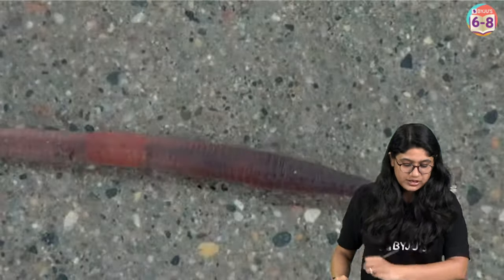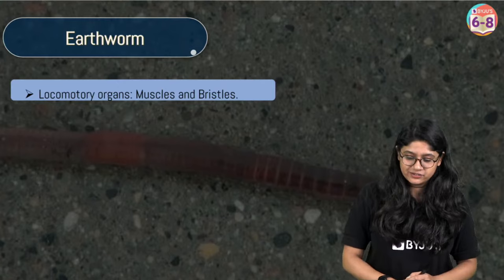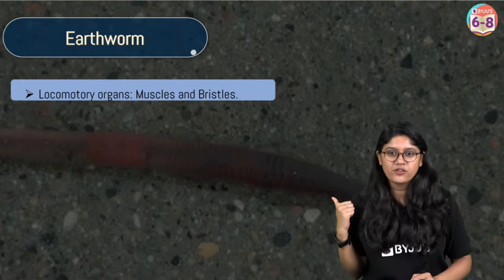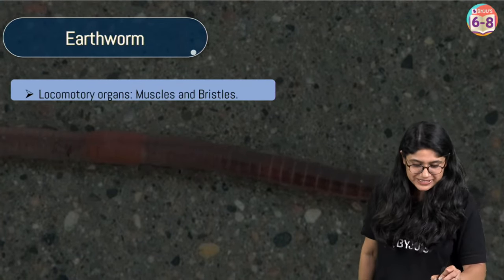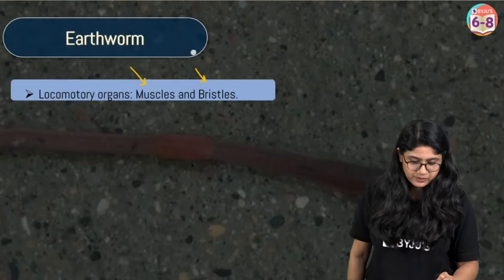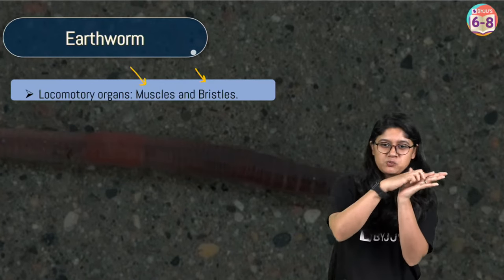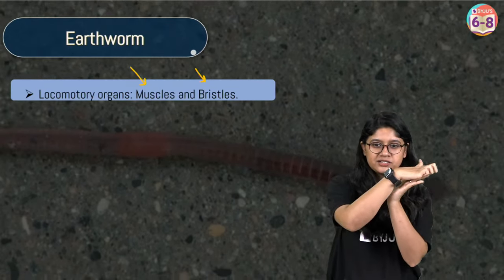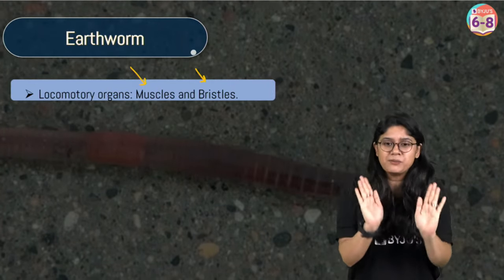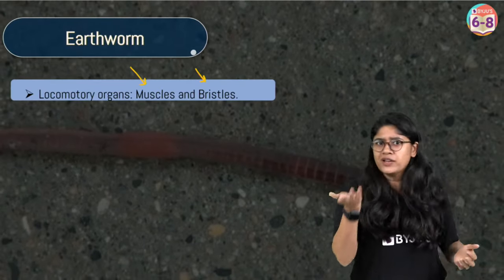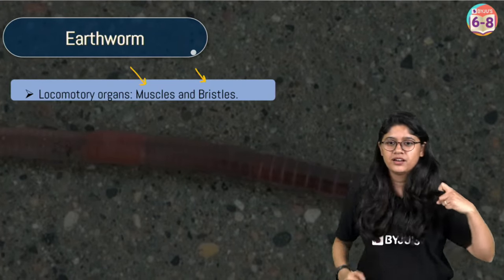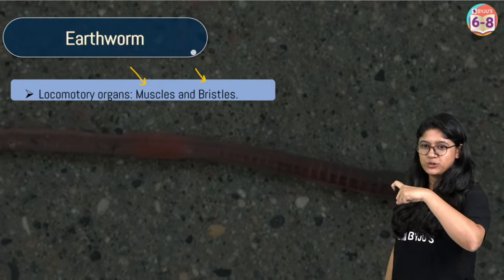Okay. Now, let's talk about the best friend of our farmers. Earthworm. See? So basically they have those muscles and the bristles, right? You must have seen those small worms, they will crawl like this. So what they do basically, they just push the muscle. Earthworms don't have bones. So what they have? They just drag themselves like this, and like this they move.